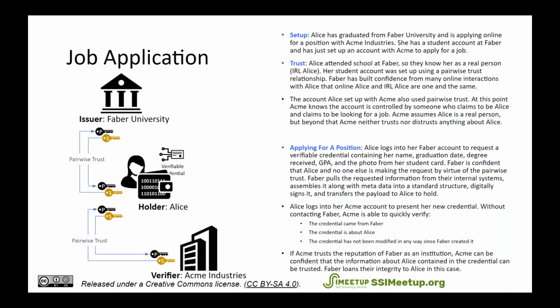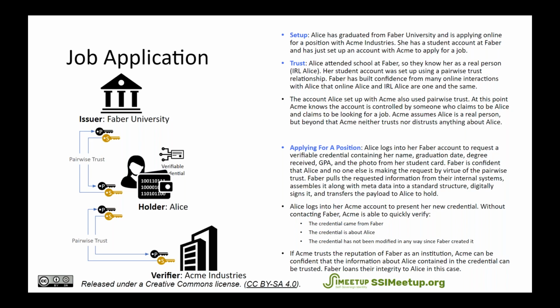Now, you know Faber. And Acme says, "Well, of course we know Faber. We hire a lot of people from Faber, and they're a great institution. We've had a lot of experience hiring people, and they've done very well for our company. So we trust their reputation." So Alice says, "Great." Hands Acme the verifiable credential. Acme is able to authenticate it. They're able to confirm that it did come from Faber. It is about Alice. They have the information they need, that she graduated, and they trust Faber.